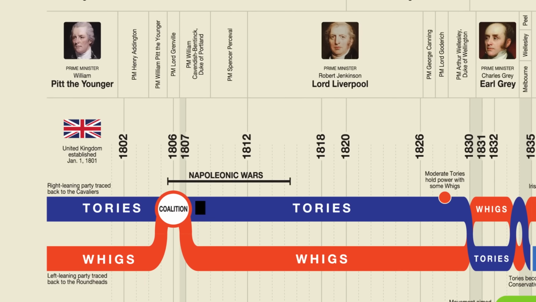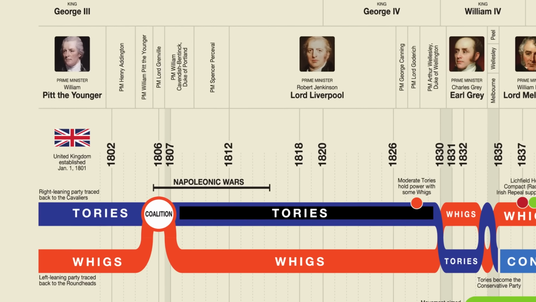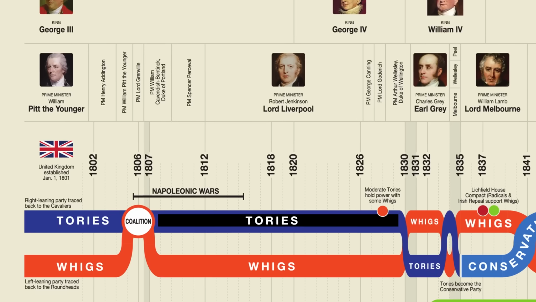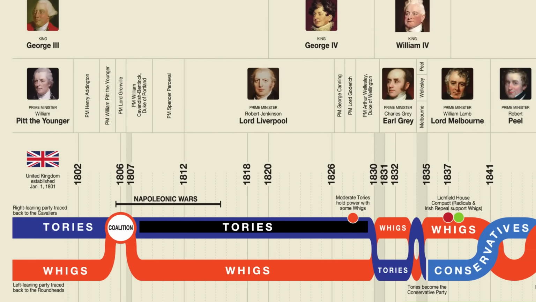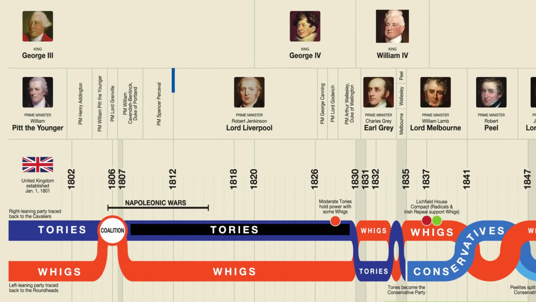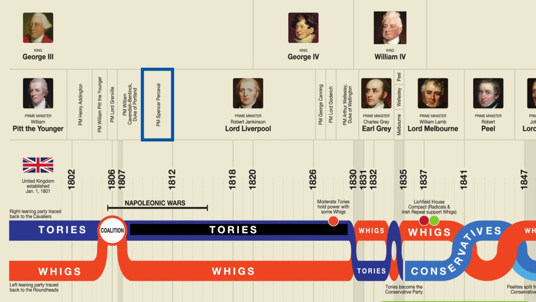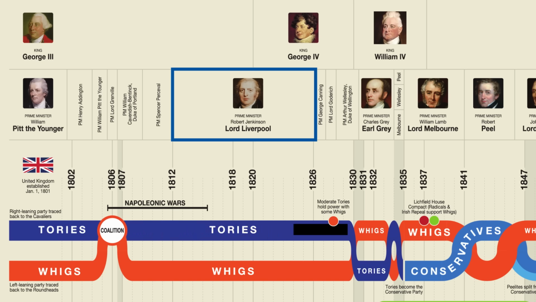From here, the Tories went on to hold a majority for over 20 years, through 4 more elections and several prime ministers, including Spencer Perceval, the only British prime minister to ever be assassinated, and Lord Liverpool, the longest-serving UK prime minister to date. Although take note that Robert Walpole and Pitt the Younger both served longer, but as prime ministers of Great Britain, not the UK.